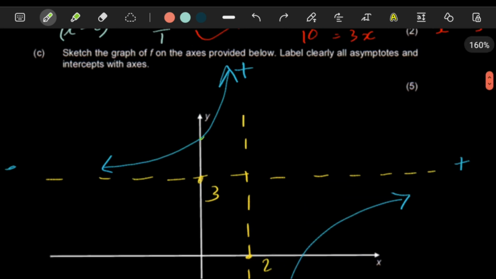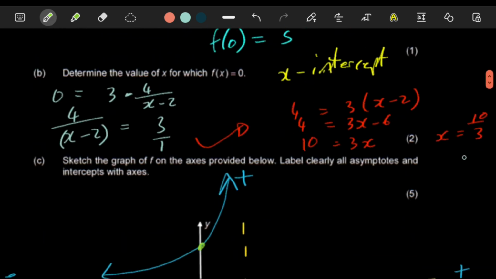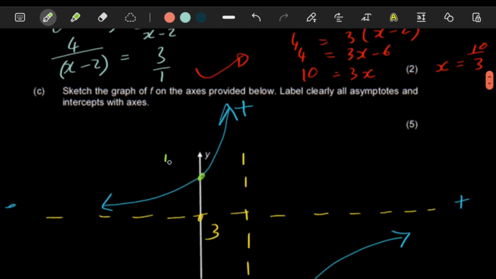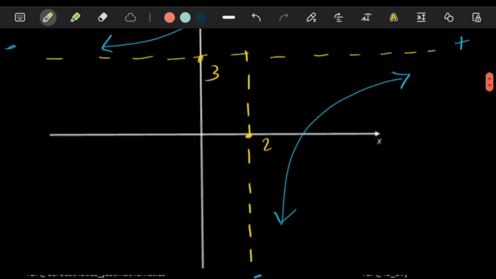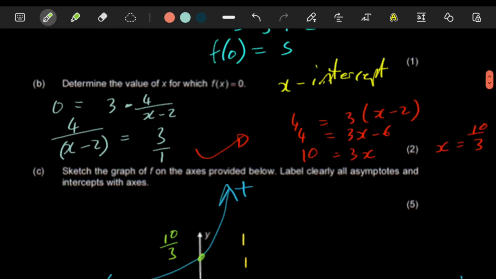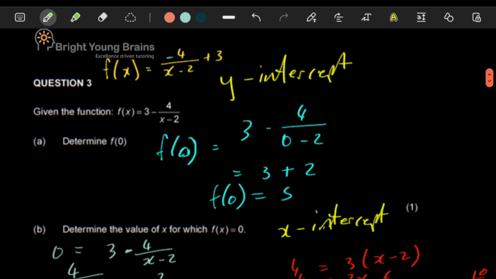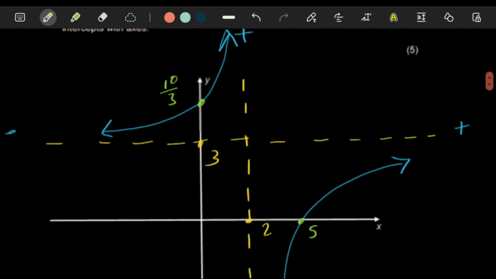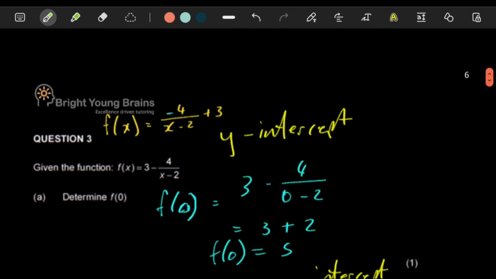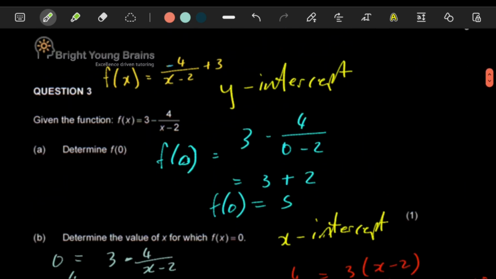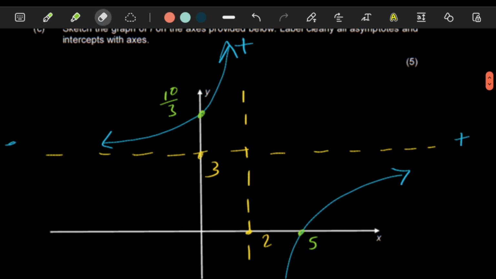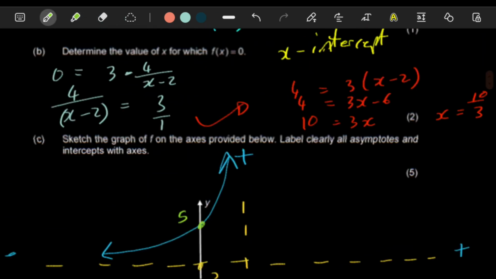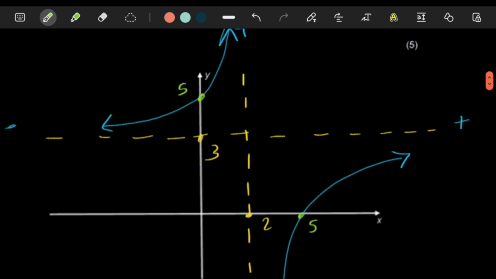You can clearly label your x-intercept as you already got it here. It is just 10 over 3. And then your y-intercept, what is the y-intercept again? We got it to be a positive 5. So I can just label this 5 here. Oh, what did we just do? I think I mixed them up. Y-intercept is a 5. Y-intercept, we got it to be a 5. X-intercept is the one that's 10 over 3.